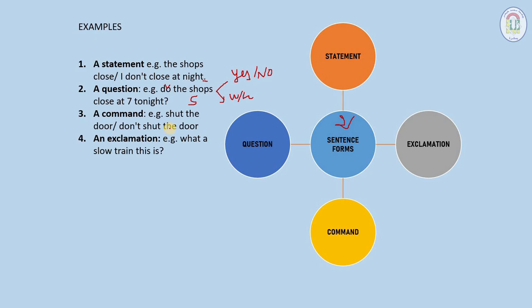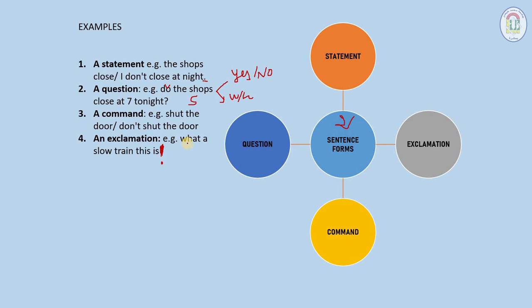An exclamation, an example of exclamation, can be one word, it can be like a question, but normally we don't end with a question mark. We end with an exclamation mark. Sorry for this typing mistake.